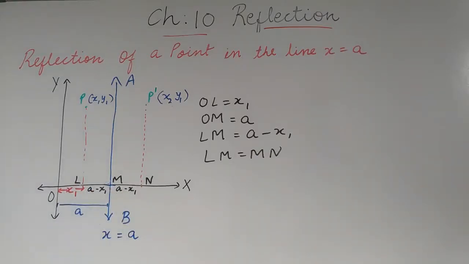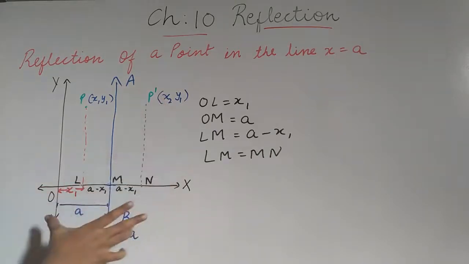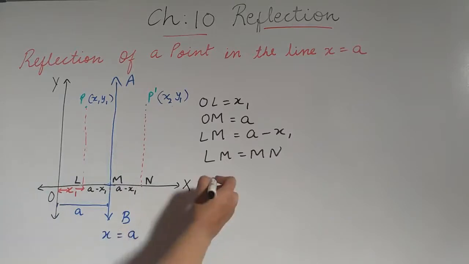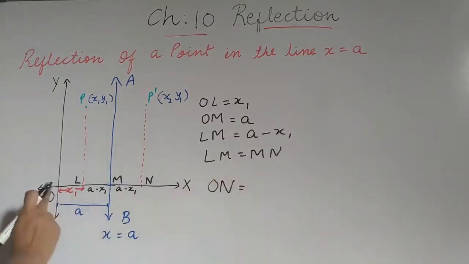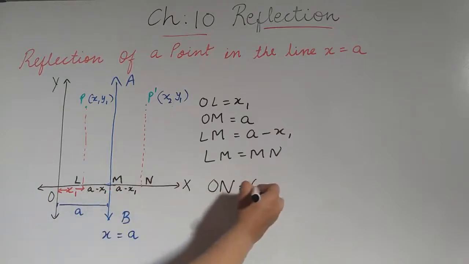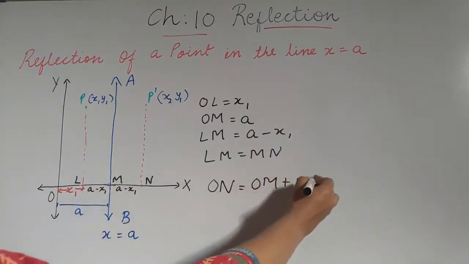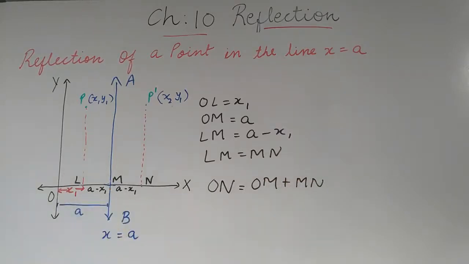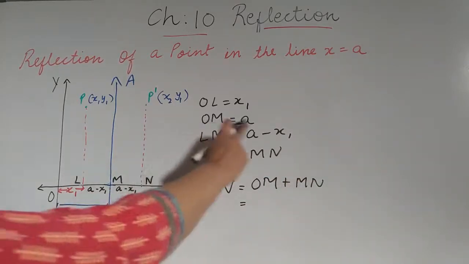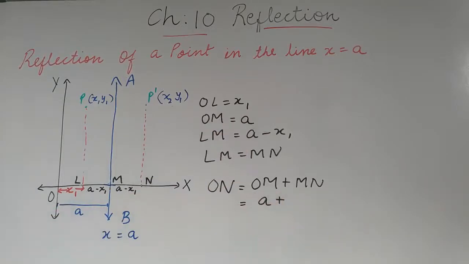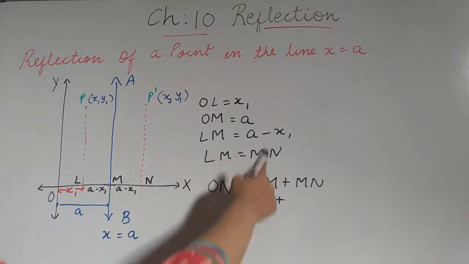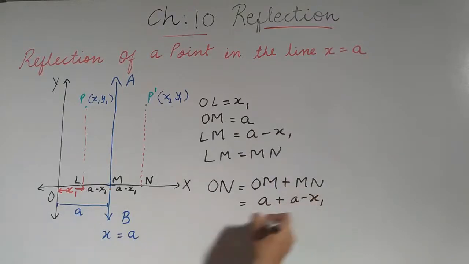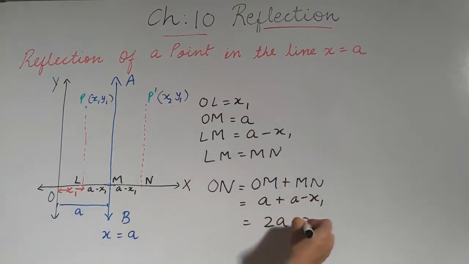Now as I want x2, I have to find this total ON distance. For that, ON is equal to OM plus MN. These two line segments, if I add, I get ON, the total distance. So what is OM? Already written here, a. And what is MN? MN, you can see I have written here a minus x1. So LM is equal to MN, a minus x1. Adding this, we get 2a minus x1.